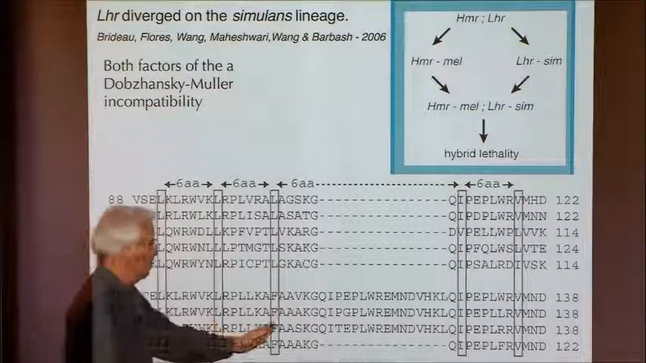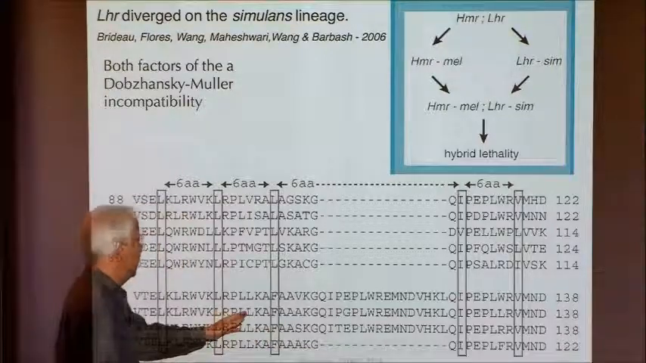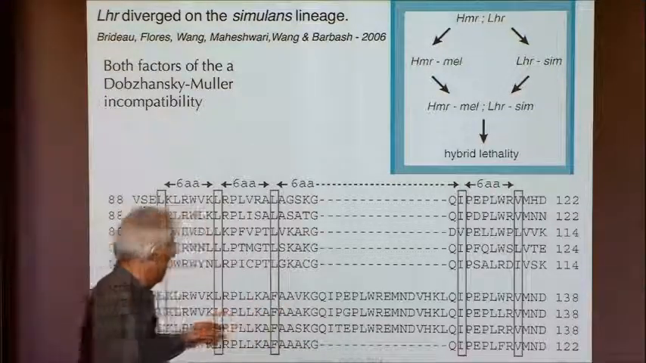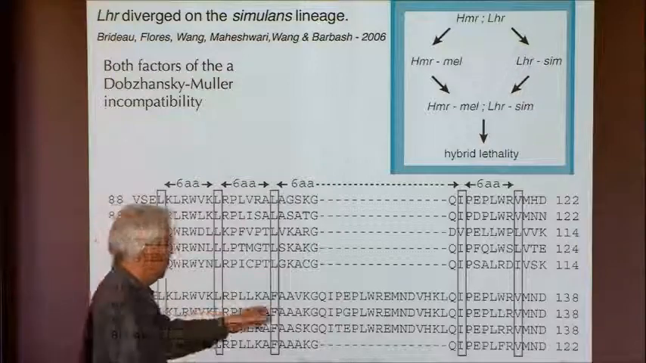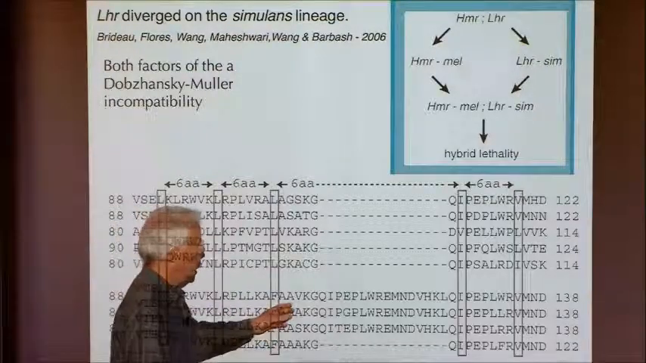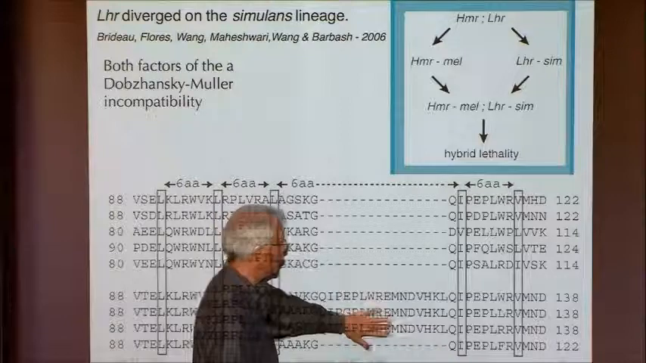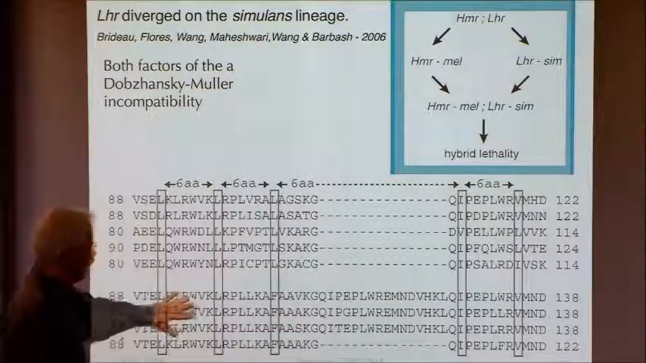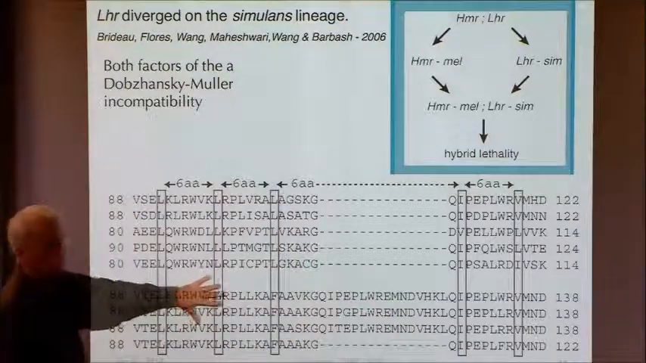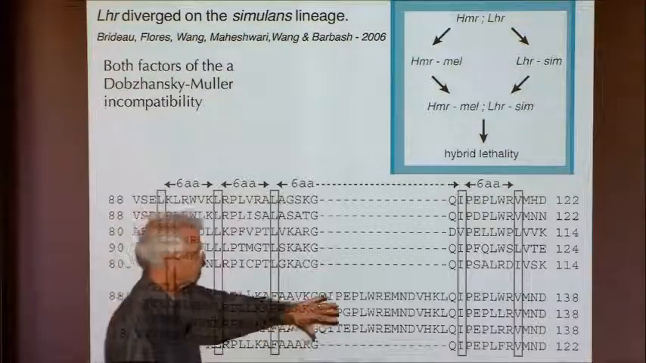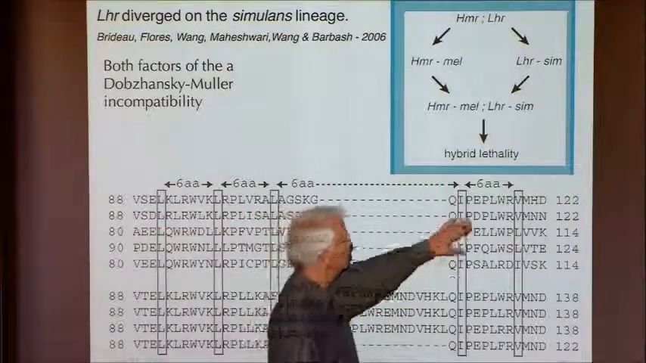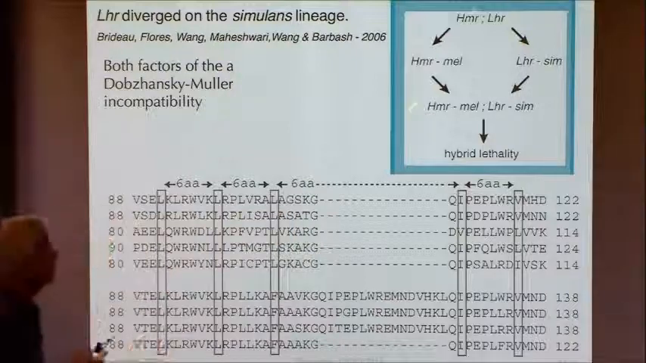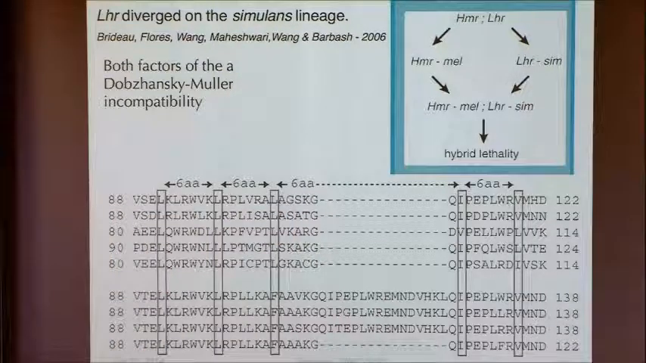You can see that every 4, 8, 9 bases, there's either a leucine, usually a leucine, or a leucine-like amino acid. And in this species, there's an insertion that breaks that up. And this is actually a protein-protein interaction face, which the authors would like us to believe is interacting with the HMR to produce the actual Dobzhansky-Muller incompatibility. And they have genetic data to support that interpretation.